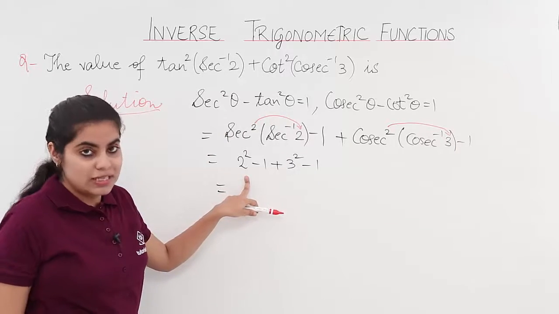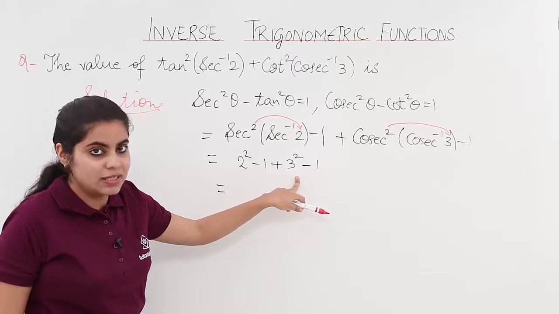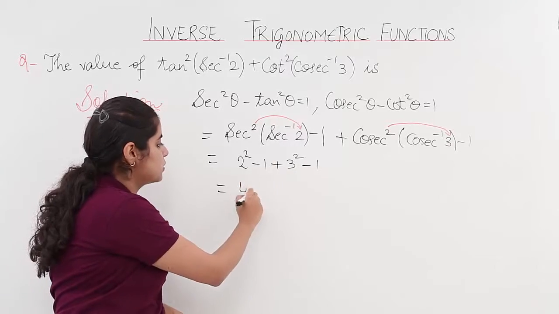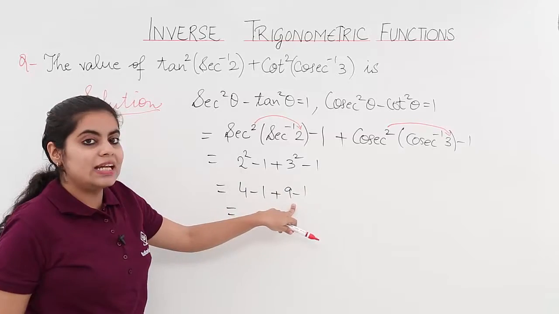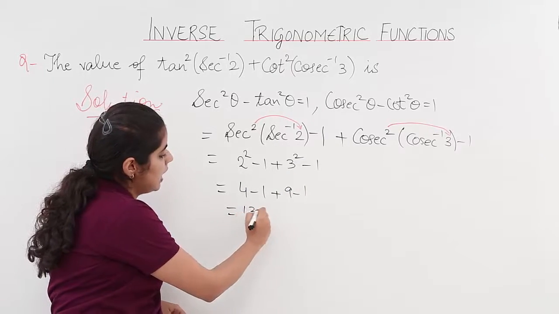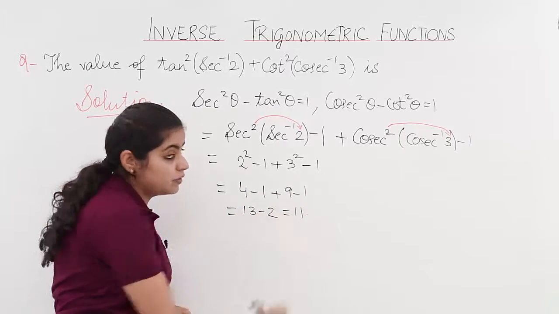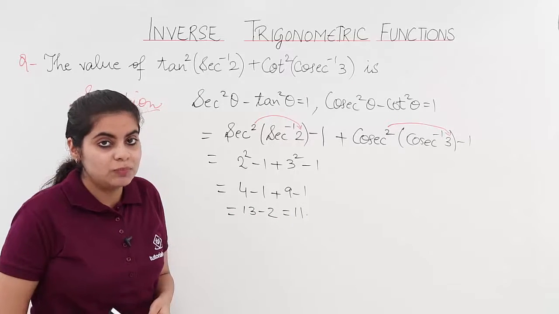Now what is 2 square? It is 4. What is 3 square? It is 9. So just writing the values, 4 minus 1 plus 9 minus 1. 4 plus 9 is 13 and 13 minus 2 is 11. So the solution to this problem is 11.